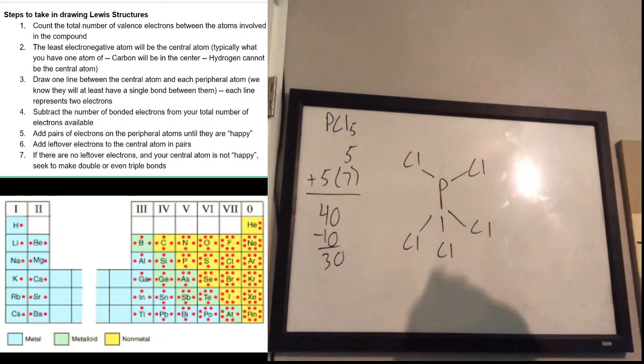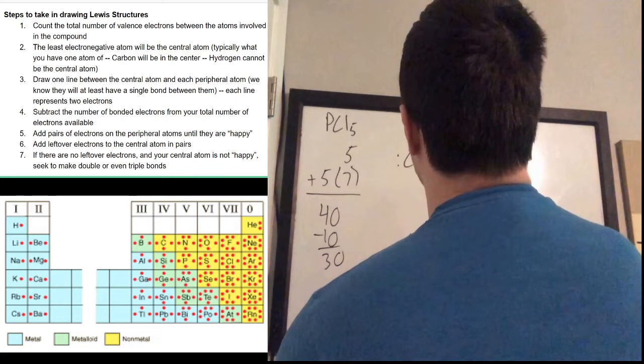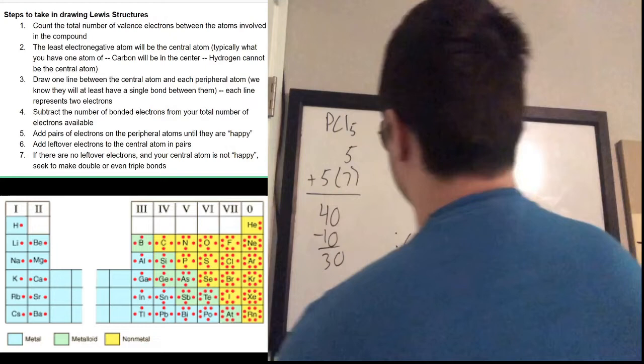Next step is to make sure that your outer atoms are happy. Chlorine wants to get to 8 valence electrons. It only has 2 right now. Therefore, would they each need 6 more dots on them? Add those dots. 1, 2, 3, 4, 5, 6, for each chlorine. 6 times 5, quick maths, we just used 30.